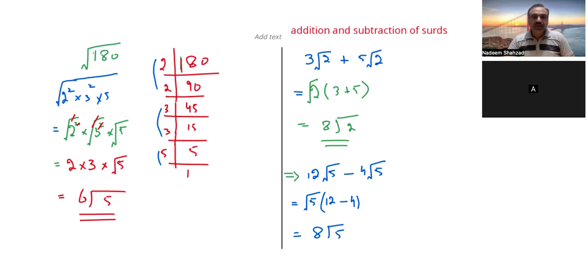So these are the basic aspects of surds: simplification of surds, then addition and subtraction of surds. If you have any query, any problem, let me know. So focus on it. Okay, jump to the next page.